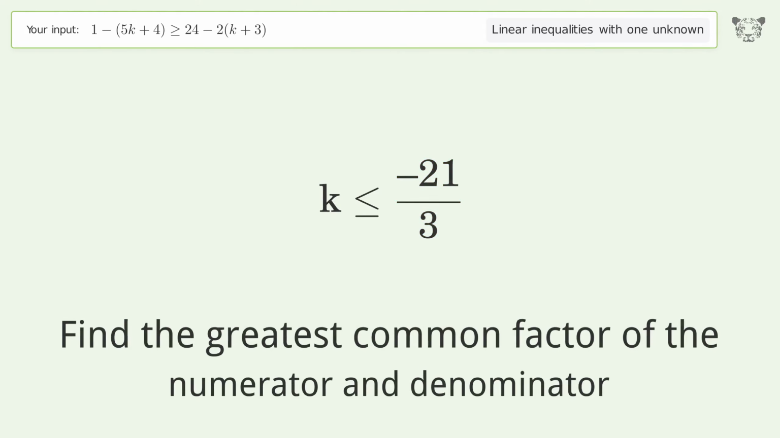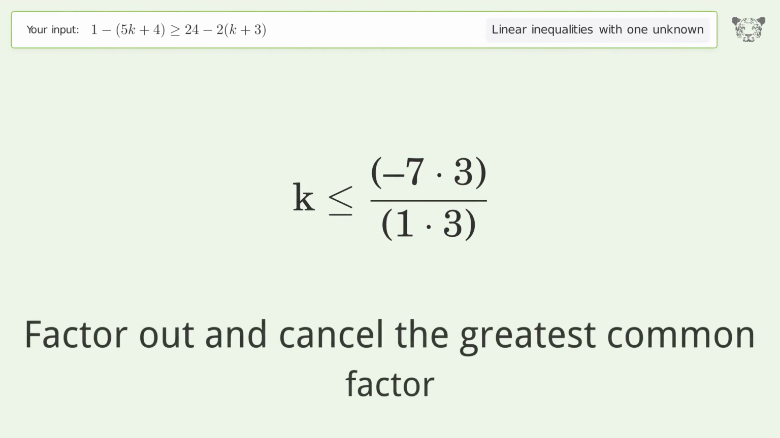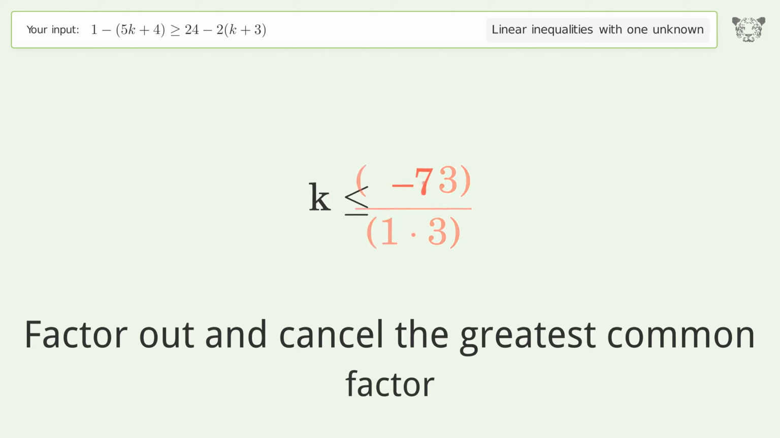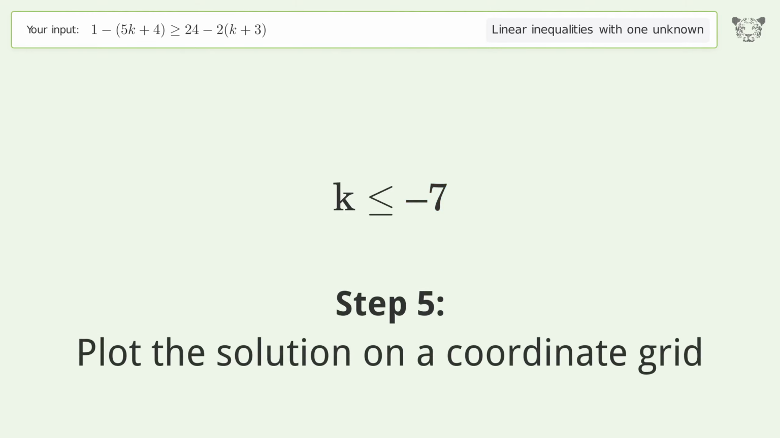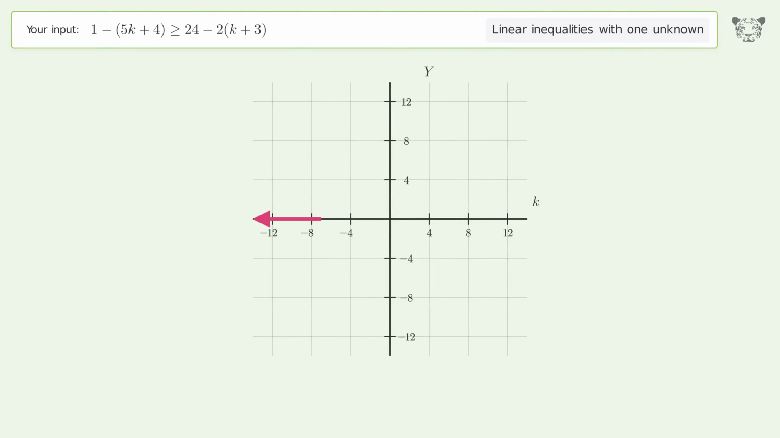Find the greatest common factor of the numerator and denominator. Factor out and cancel the greatest common factor. Plot the solution on a coordinate grid. And so the final result is k equal or smaller than -7.